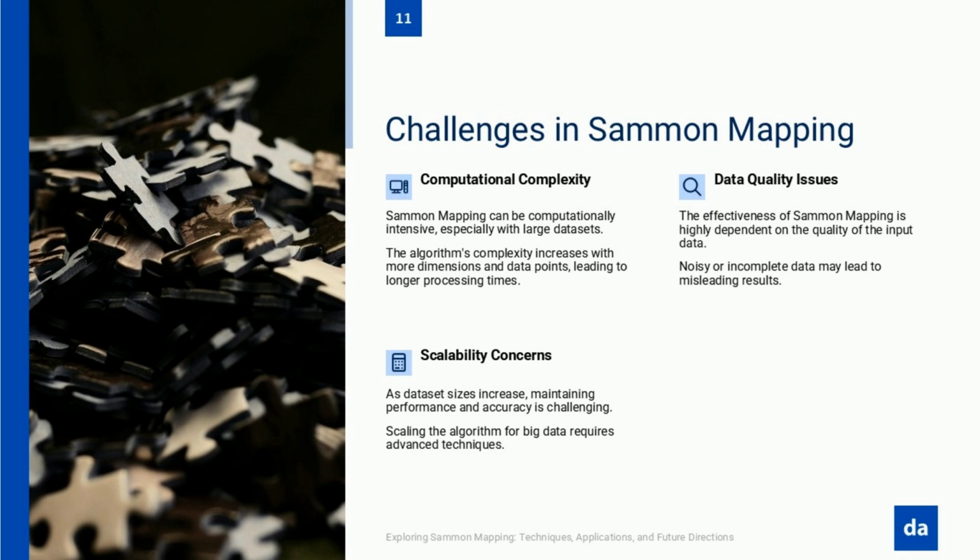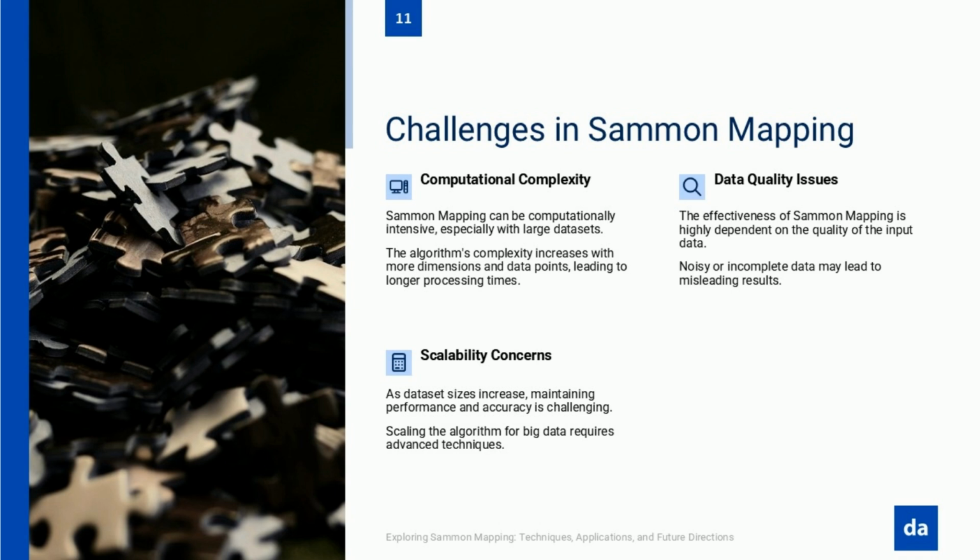Another crucial issue is scalability. Since Sammon mapping requires pairwise distance computations, memory and processing demands grow quadratically with the number of data points. This means that applying Sammon mapping to datasets with millions of observations becomes infeasible without significant modifications, such as mini-batch processing or approximations that reduce computational overhead. There's also the challenge of interpretability.